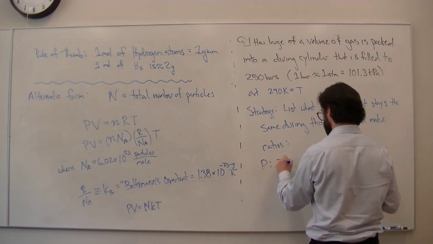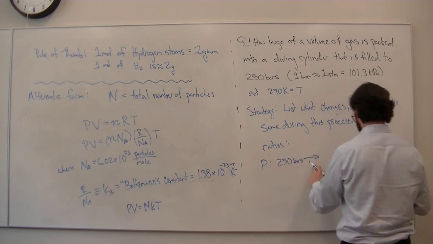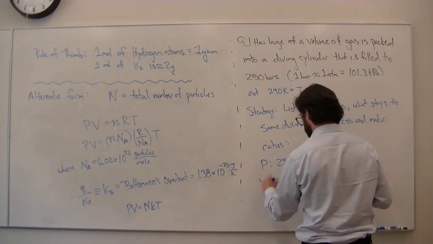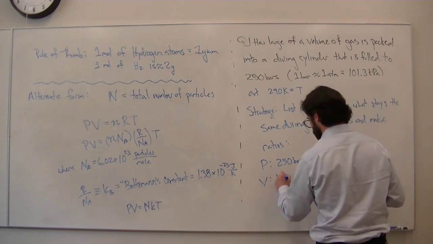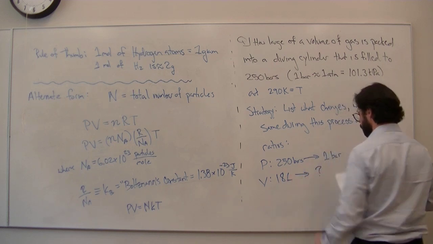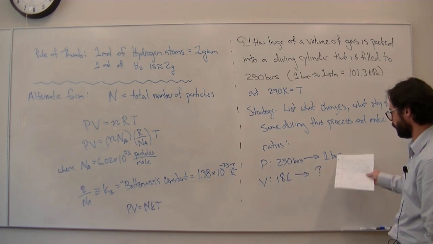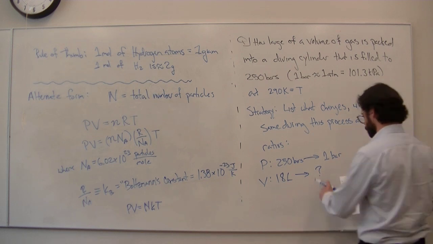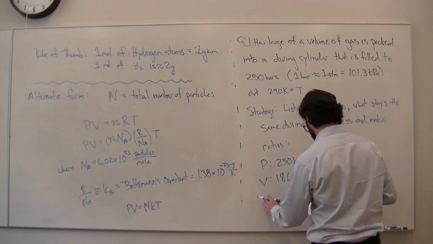So the pressure inside of the tank is 250 bars. And when it's let out, it goes to 1 bar. The volume of a diving cylinder is about 18 liters. So I didn't write that up in the statement of the problem, but I'll just pretend I looked it up. And that's what we want to know. So I have 18 liters of ideal gas at 250 bars, and then at constant temperature, constant mole number, because we don't lose any, we let it expand until it's all 1 bar.